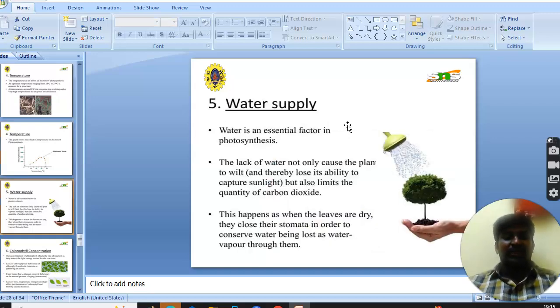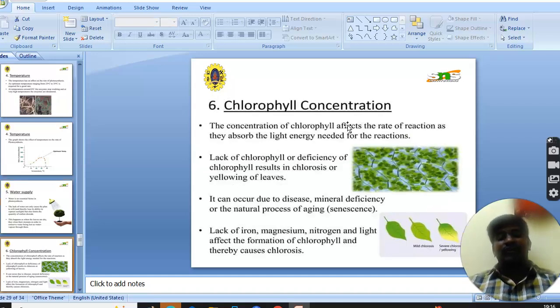Next, water supply. Water is an essential factor in photosynthesis. The lack of water not only causes the plant to wilt, thereby losing its ability to capture sunlight, but also limits the quantity of carbon dioxide. This happens because when the leaves are dry, they close their stomata in order to conserve water being lost as water vapor through them.